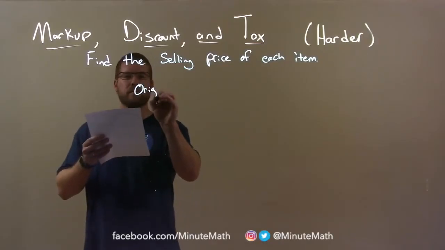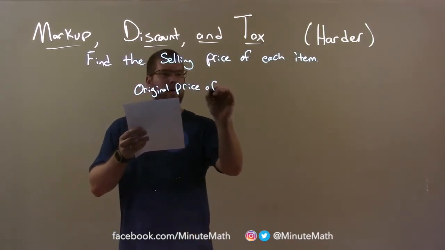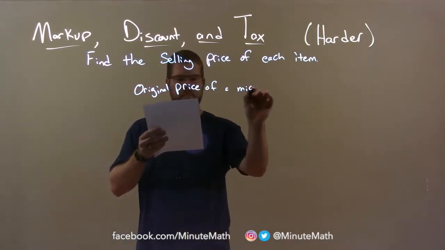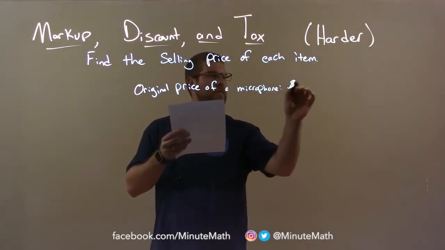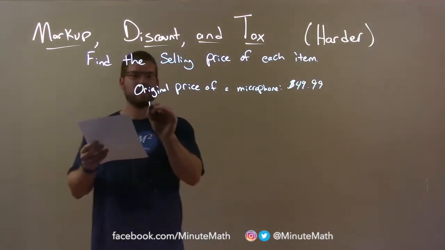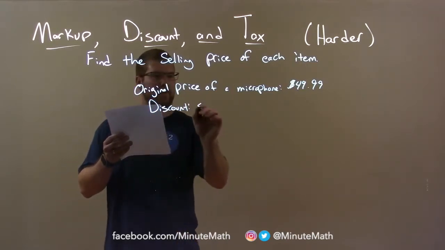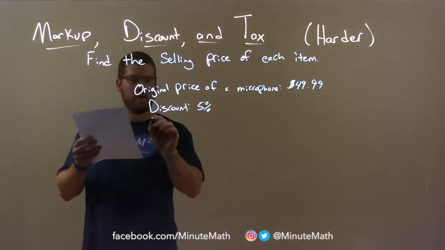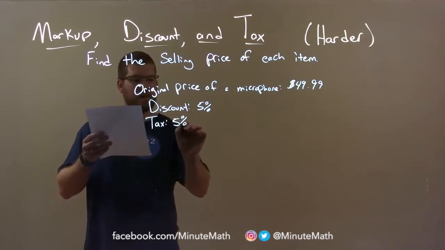The original price of a microphone is $49.99, and its discount is 5%, and we have a tax that's also 5%.